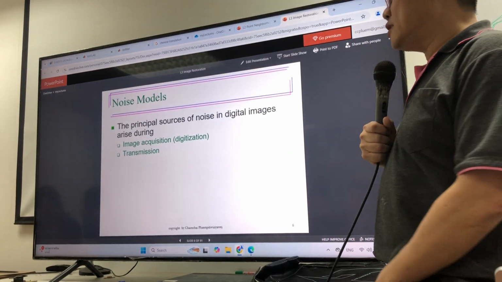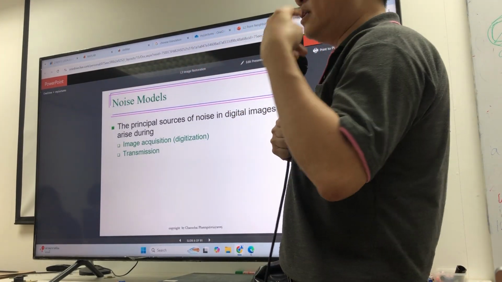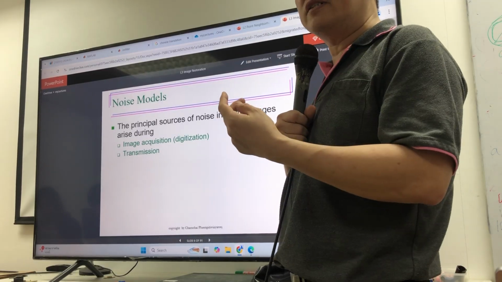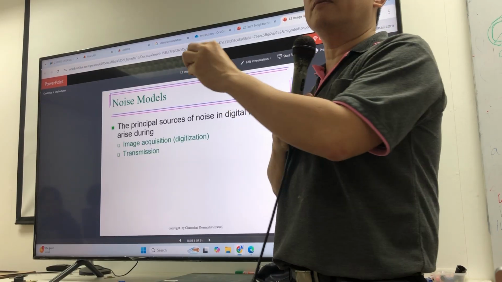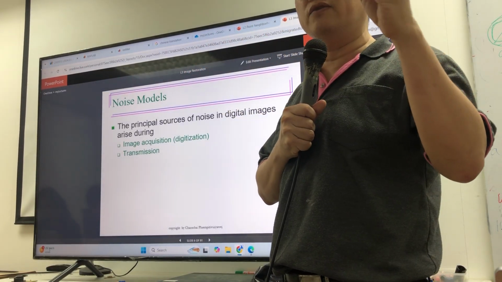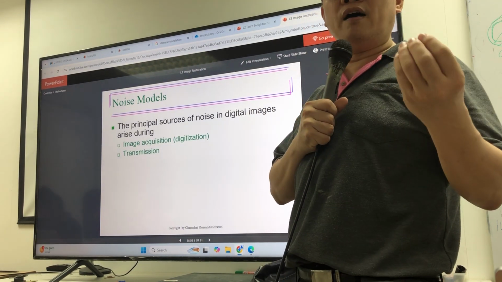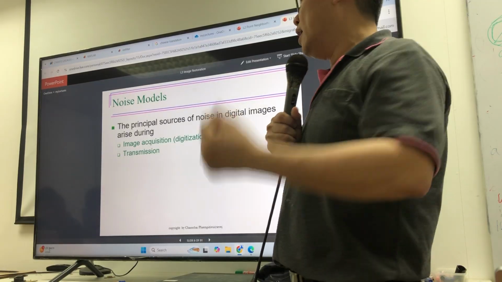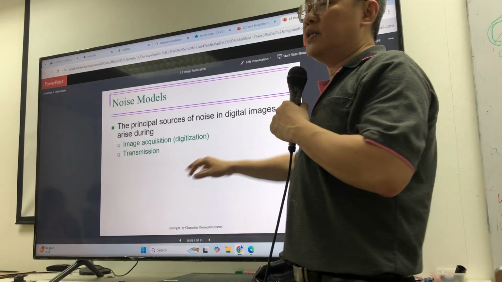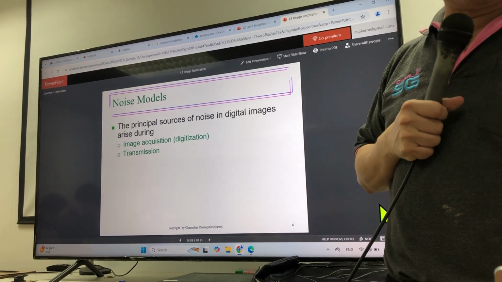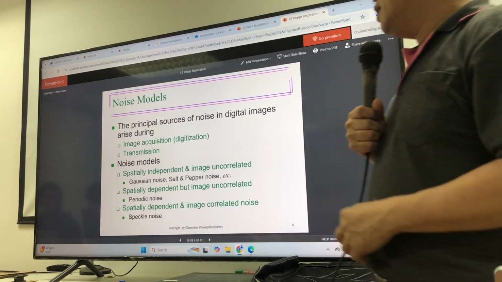Let's take a look at noise first. There are different kinds of noise. Noise can happen in two places: in image acquisition, how you obtain the image. In the first lecture, we learned different ways to acquire an image. Like SAR usually has motion and a lot of noise, and many kinds of noise. It can also happen in the transmission process, when you're transmitting the image.